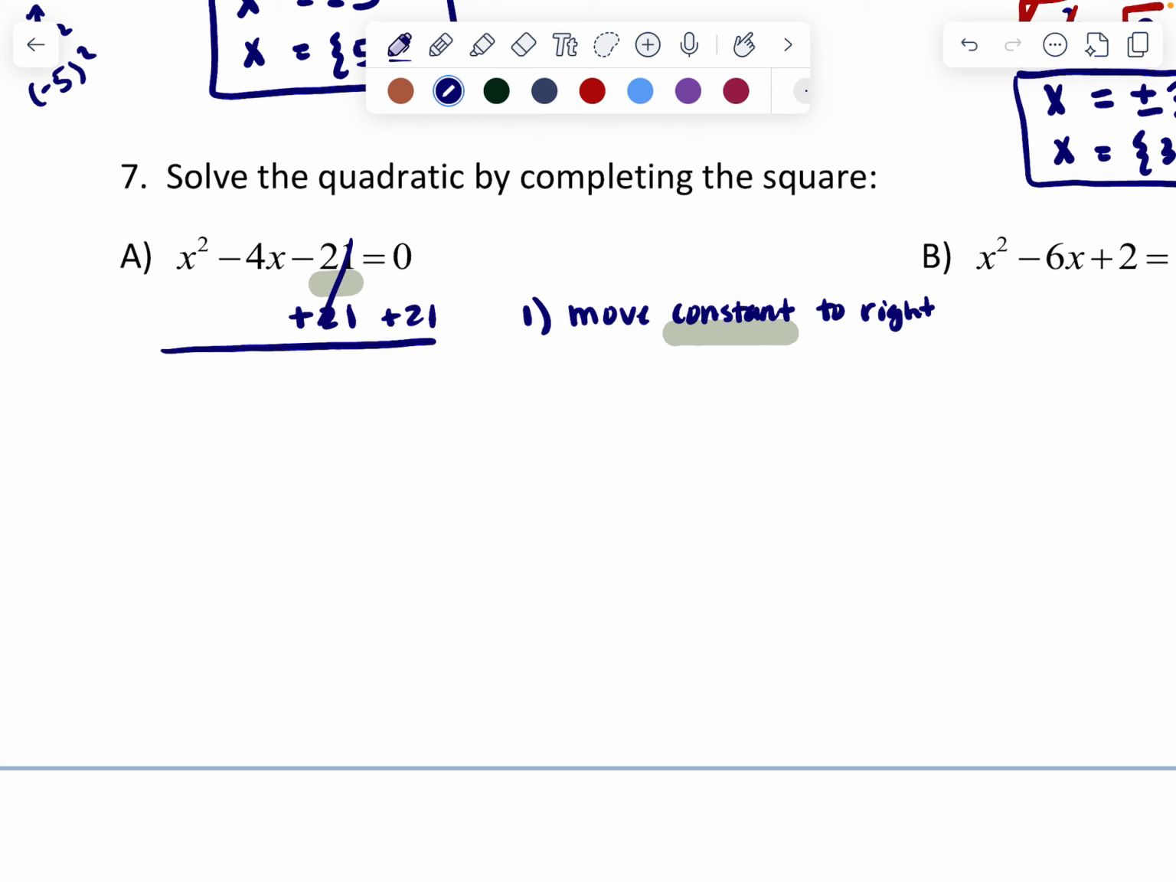So that's going to give me x squared minus 4x. And then I'm going to make sure I line up my equal signs. Equals 0 plus 21 is 21. Now you might be wondering, what am I leaving room for here? I'm leaving room for a term that's going to complete the square.